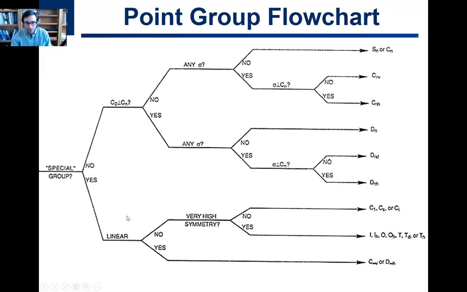Okay. And then there's C infinity v and D infinity h. Those are linear molecules that also follow this C2 question. Is there a C2 perpendicular to the Cn? If there is, it's D infinity h. And the h there tells you there's also a horizontal mirror plane. We'll go through these and it will get easier.